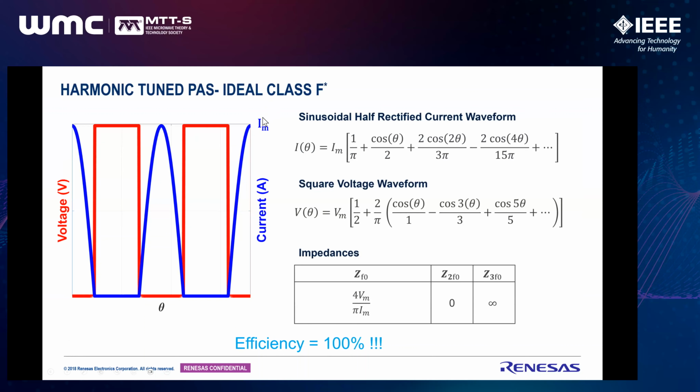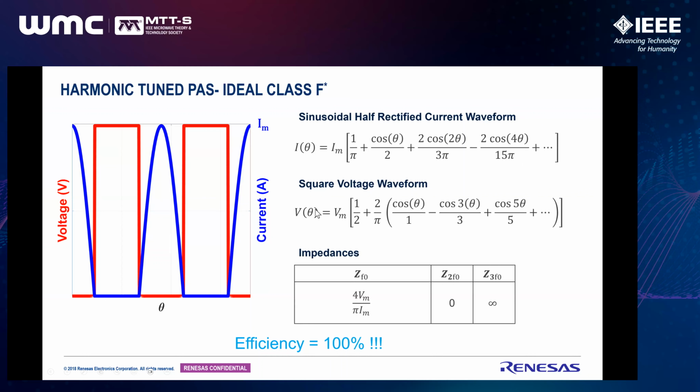You see, for ideal class F, we still have the half sinusoidal current waveforms, while it's proposing the voltage waveform to be square shaped. Now, if we check the Fourier components of this half sinusoidal current waveform, it's the same as class B. Nothing changed in terms of the current waveform of a class B. Still, it has all those same components. It only generates the even order harmonics.